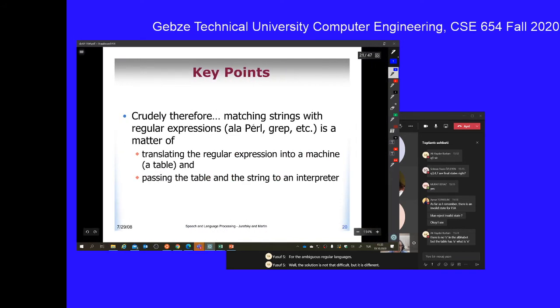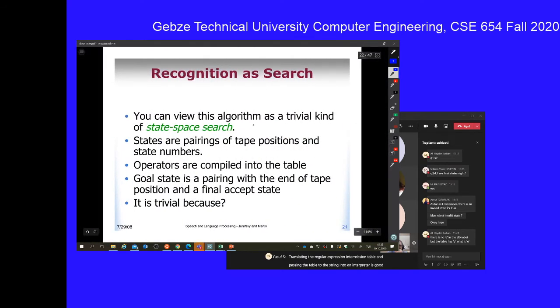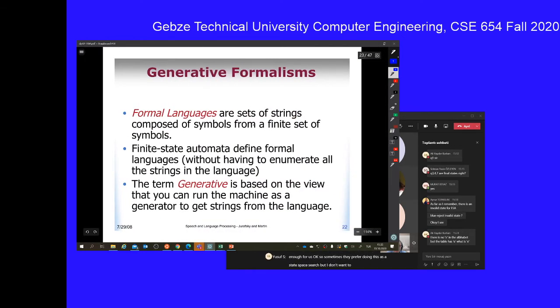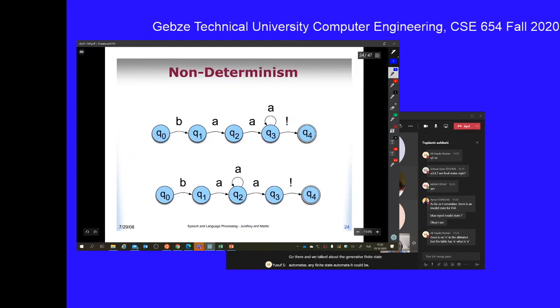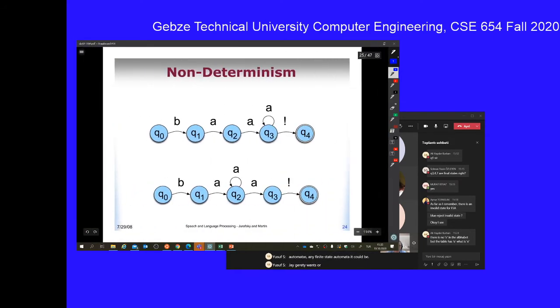Okay, so the key points: translating the regular expression into a machine table and passing the string to an interpreter is good enough for us. Sometimes they prefer doing this as a state space search, but I don't want to go there. And we talked about the generative finite state automata. Any finite state automata could behave as a generative one.